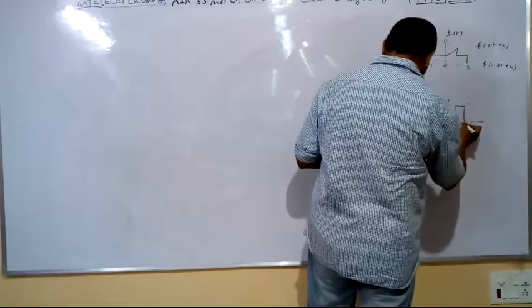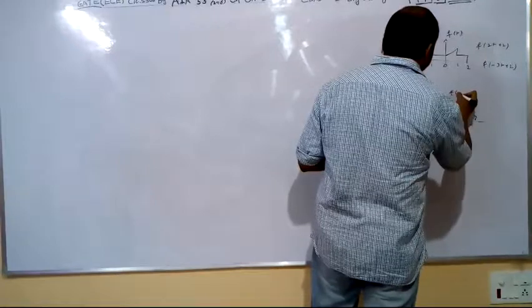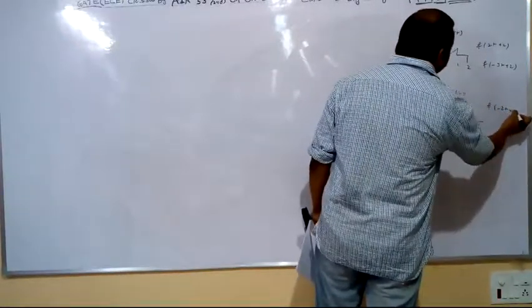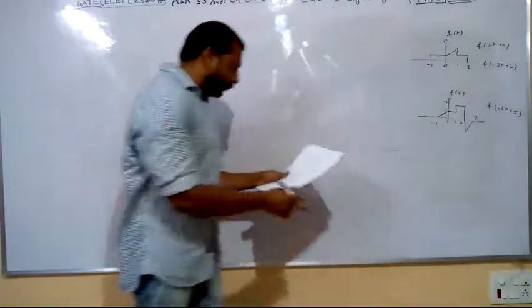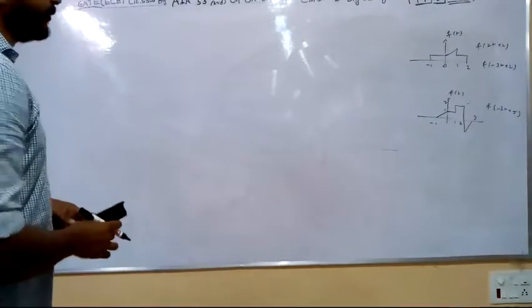-1, 1, 2, 3. Here is 1, here is 2. This is your f of t. They ask you to write down f of minus 2t plus 5. These two you have to write. This is the combination of shifting and scaling.